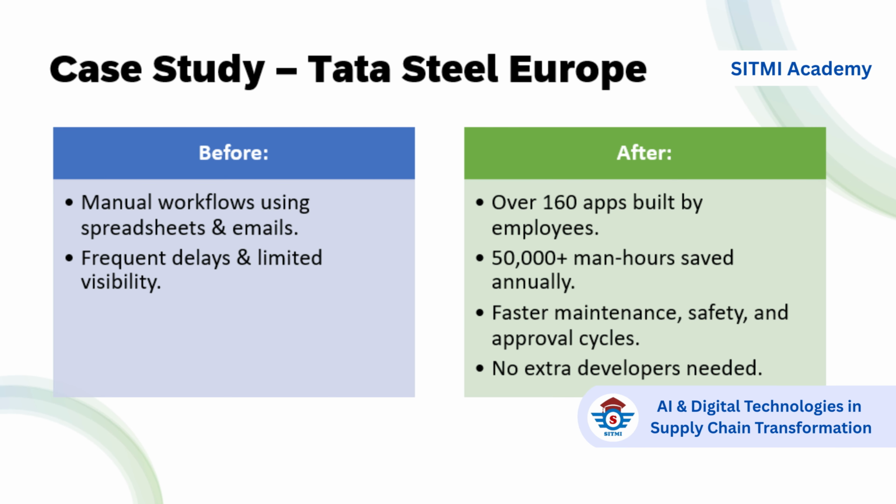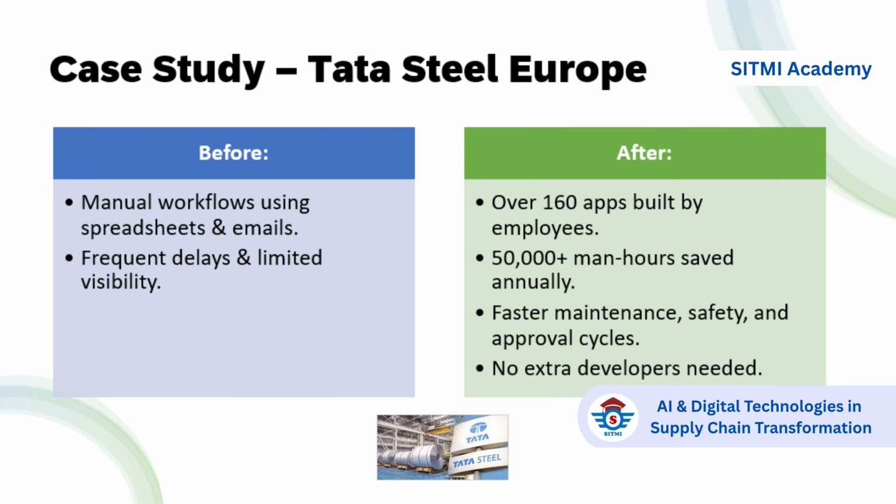Now let's move to a real-world success story. A great example comes from Tata Steel Europe. The company faced a huge challenge managing thousands of operational workflows across their plants. Most of their processes, from maintenance requests to safety audits, were handled manually using spreadsheets and emails, which often led to delays and errors. In 2021, Tata Steel adopted Microsoft Power Platform to digitize their workflows.